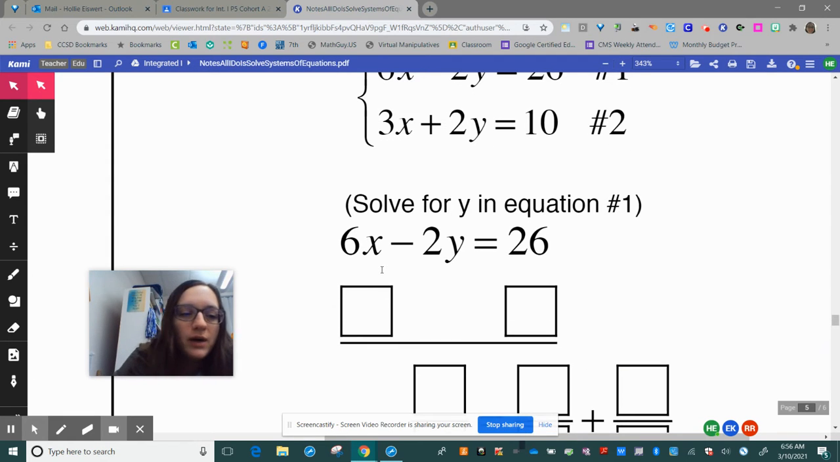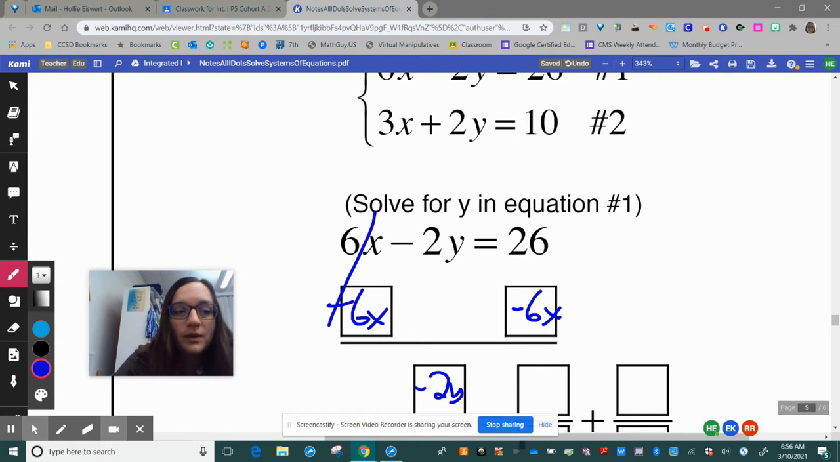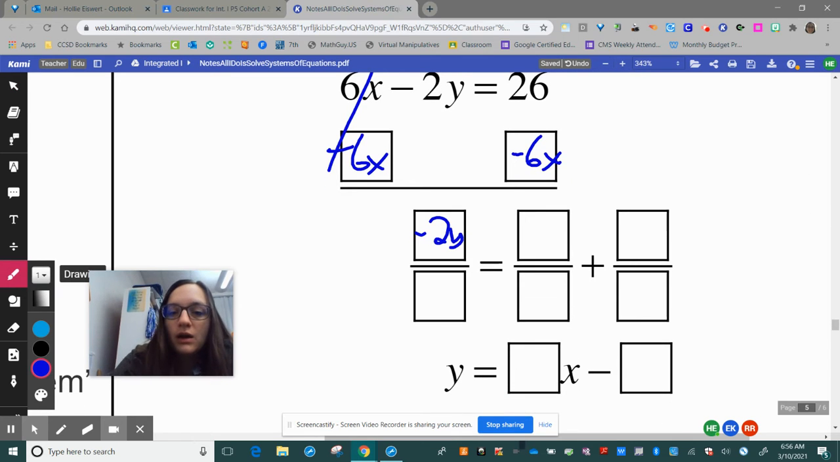To get y by itself, as the boxes show, we subtract 6x. Okay, cool. We've done that before. That way the 6x is gone. We are left with a negative 2y. I think we have an equal sign down there. Oh, yeah, we do. Okay, good. Equals, and then I'm going to put the negative 6x first, that way we have it in slope-intercept form, plus 26 at the end. Our constant is over there.